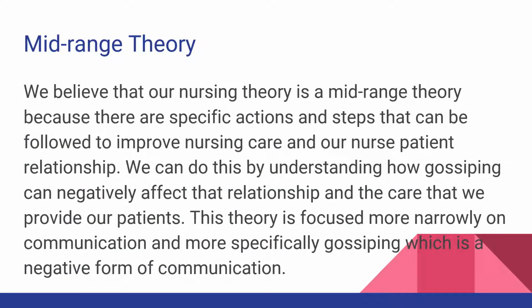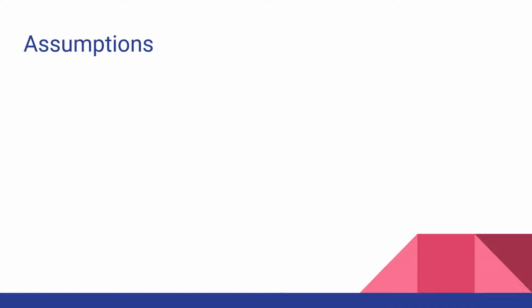So this theory that we came up with about gossiping, we believe is a mid-range theory because there are specific actions and steps that can be followed to improve nursing care and our nurse-patient relationship. We can do this by understanding how gossiping can negatively affect that relationship and the care that we provide our patients. This theory is focused more narrowly on communication and more specifically gossiping, which is a negative form of communication. To more fully understand our theory, we came up with 9 assumptions that will hopefully help you understand our theory a little better, and I'll expound on some of these as they come up.